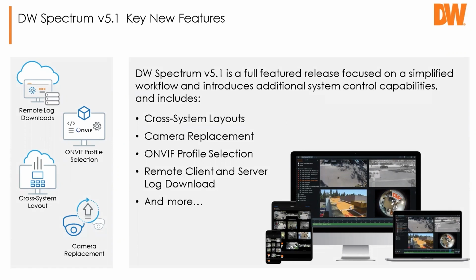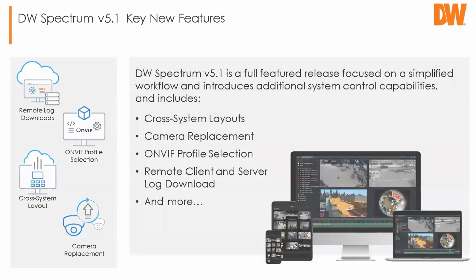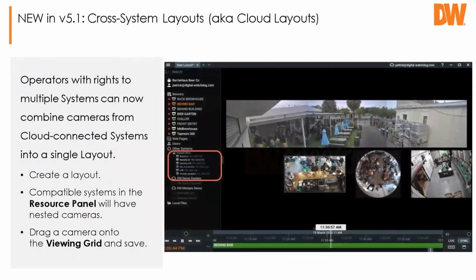You can choose your ONVIF profile selection. Not a big deal, sort of in the background. Most ONVIF is automatic, but some cameras are implementing ONVIF in a weird way. I won't name the manufacturer, but it is not us. Cross system layouts. So now you can have systems that are not merged, but see cameras from non-merged systems on the same layout, and then camera replacement. So cross-system layout: operators with rights on multiple systems, meaning multiple little rectangles on your main view, can view different cameras from different systems on a layout.